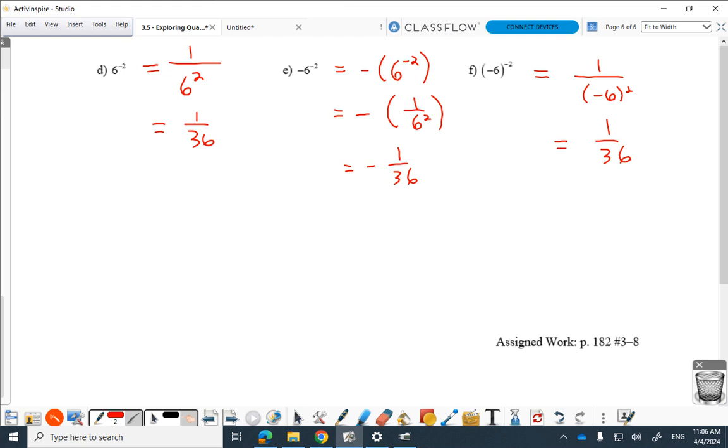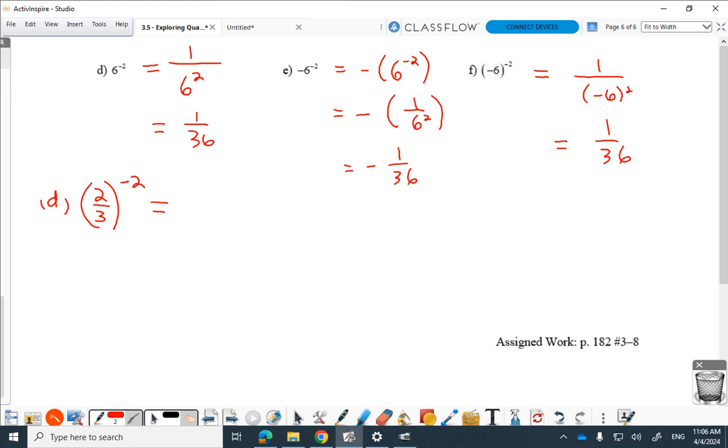This is assigned work as if this lesson's over. But you don't have that. You got more, don't you? I'll put them right here. D. What's the first one? 2/3 to the negative 2. Oh my goodness, this is hard.